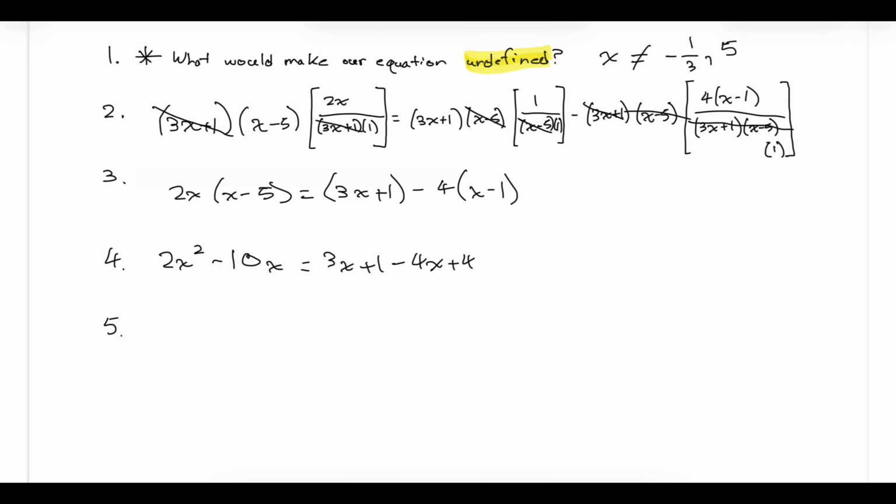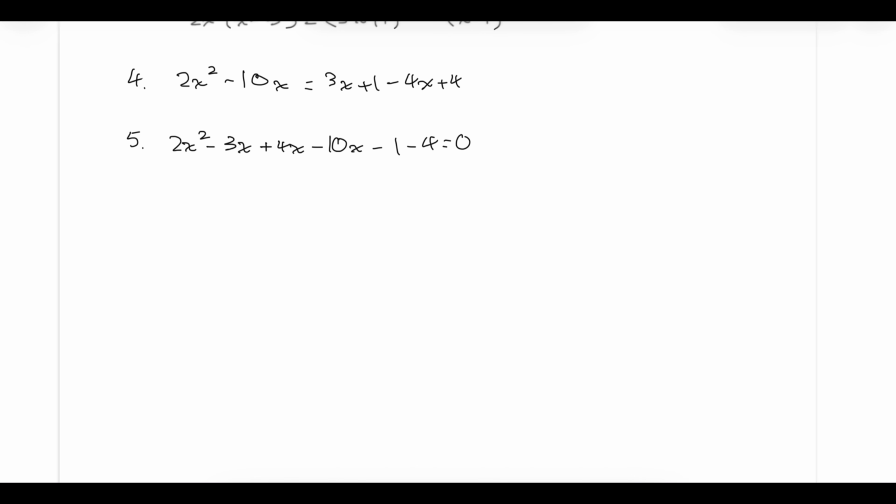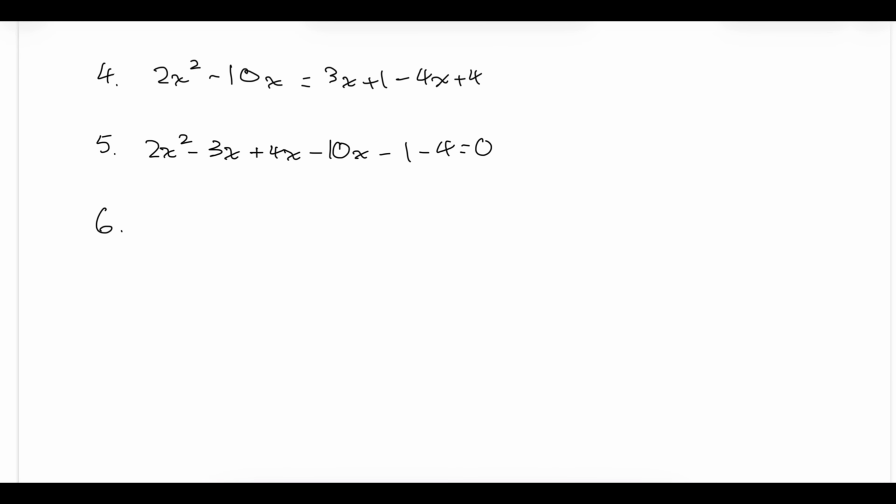Okay, step 5, we're going to move all the terms that are on the right to the left. So we will have 2x squared minus 3x. Let's simplify this so we can factor and use the zero product property. So we will have 2x squared minus 3x plus 4x minus 10x will become negative 9x. And we have negative 1 minus 4 will be negative 5 equals 0.